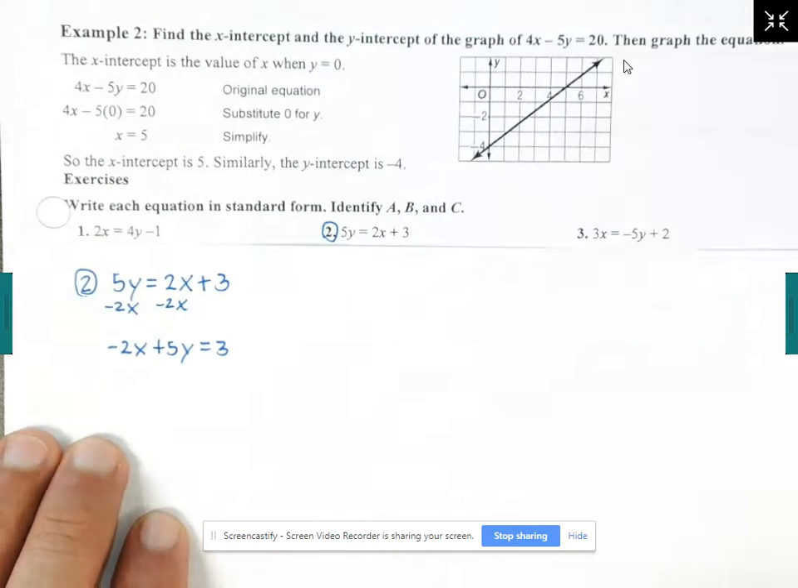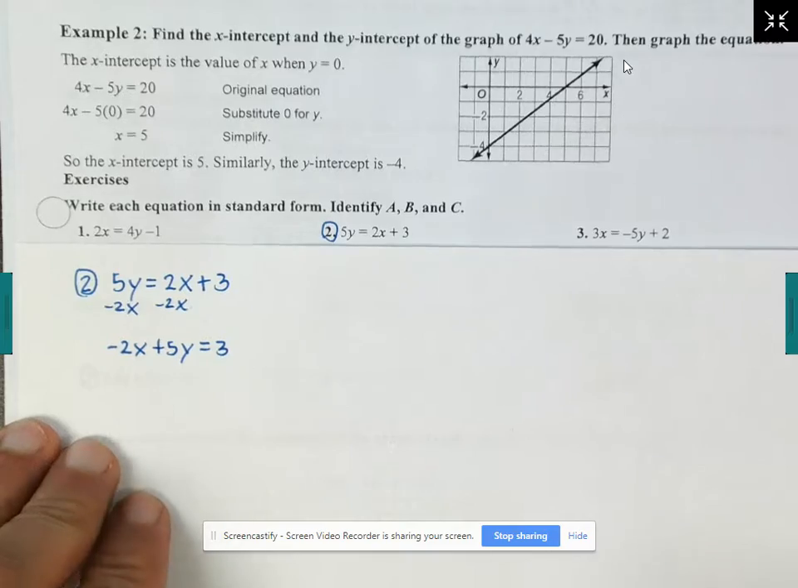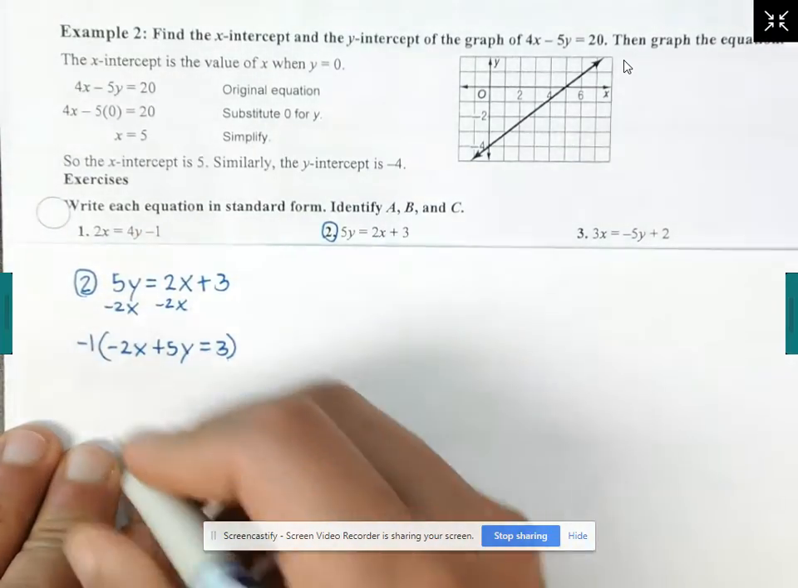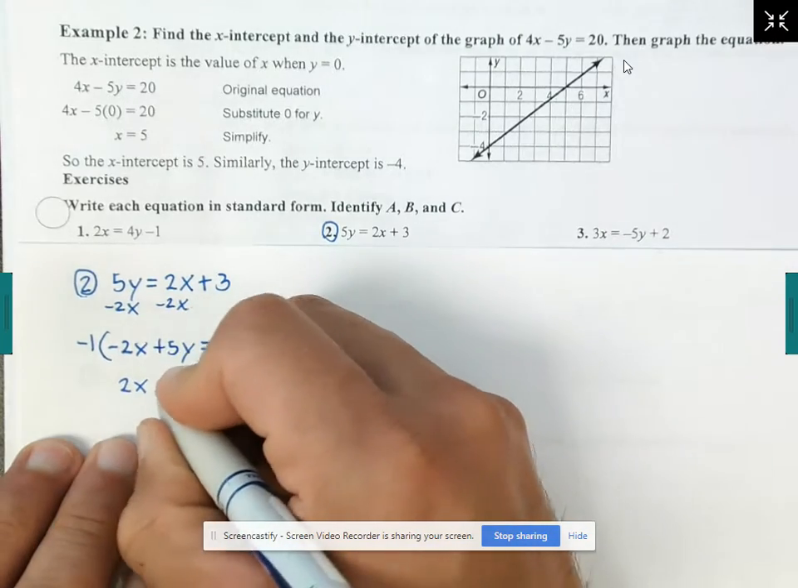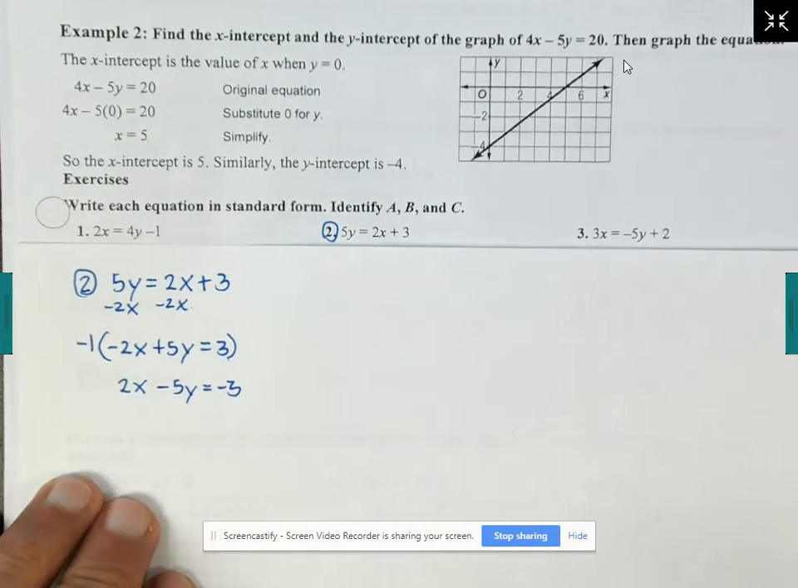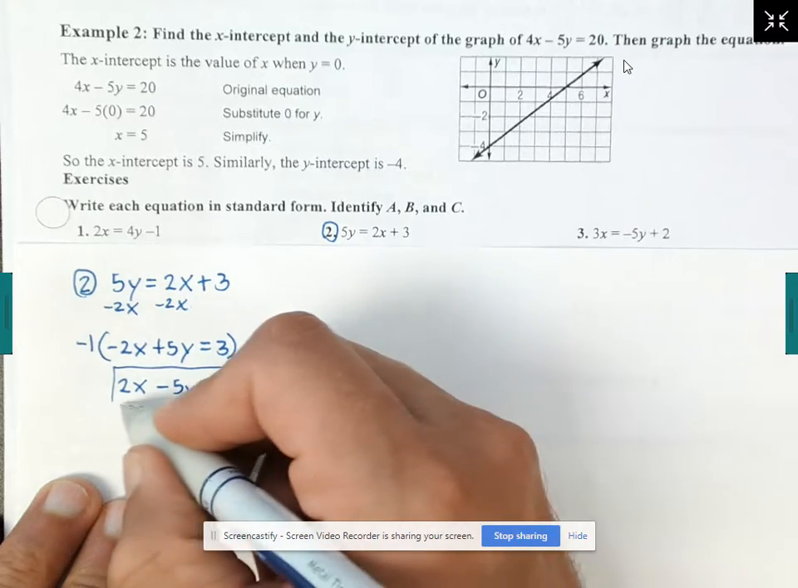Now remember, the x number cannot be negative. So I need to multiply all of this times a negative 1, or just a negative. So all the signs are going to switch. Okay, and that is that for that. So this is literally written in the standard form that they want. So this is my answer.